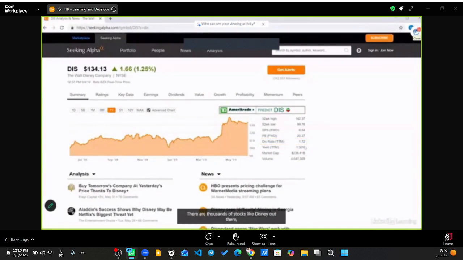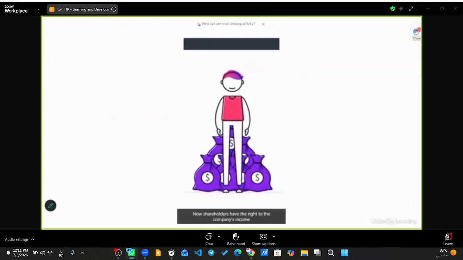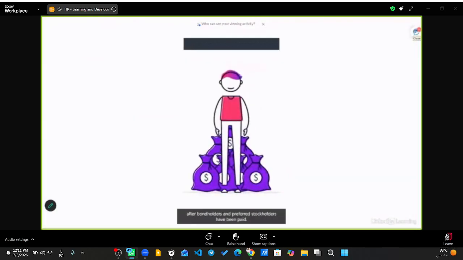There are thousands of stocks like Disney out there. But the price of Disney isn't based on some sort of accounting value. Instead, the stock price for Disney is based on the value that investors assign the company, based on how much money they think it will earn over time, based on what they think the dividend payouts will be in the future, and based on what they think Disney will earn in cash that helps to grow the company going forward. Now, shareholders have the right to the company's income after bondholders and preferred stockholders have been paid. That's where those dividends come from.